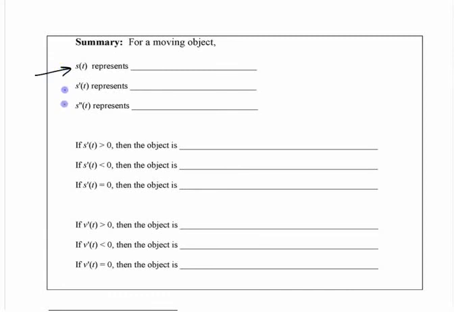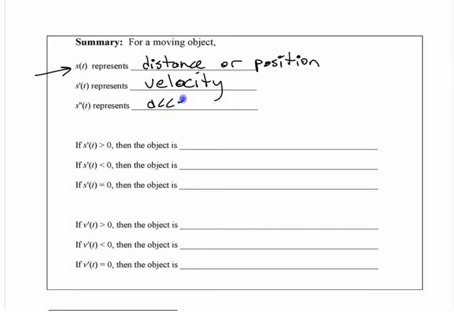We said if S of t represents distance or position, depending on what you're looking at. The reason it's sometimes better to call it position is because if it becomes negative, it might make more sense to say you're behind the starting point or in front of the starting point, but we can use those interchangeably. This is velocity. This is acceleration. If you want to add the third derivative there, it's called jerk.